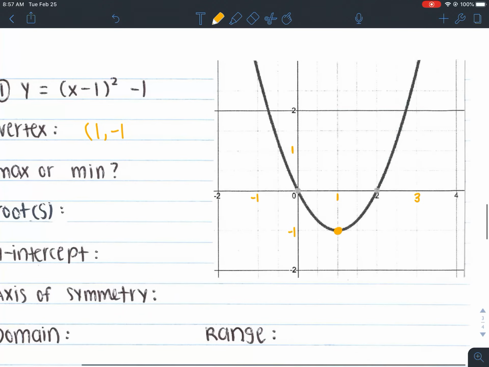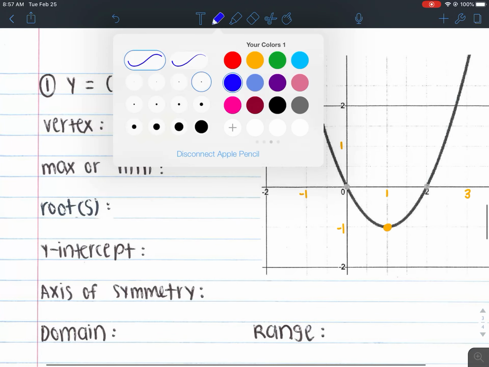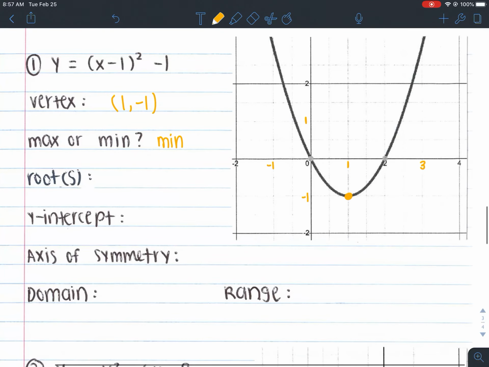Okay? All right. The next question is, is this a maximum or a minimum? Okay, well, do I have a maximum point or a minimum point in this graph? In this graph, I have a minimum point. Okay, I have the lowest point. There is no maximum because it keeps going forever. The next question is asking me, what are the roots?